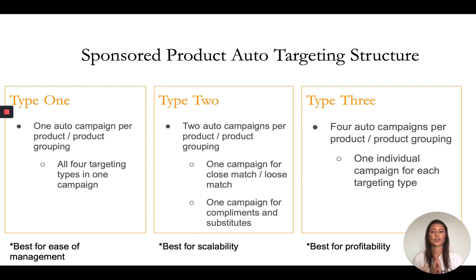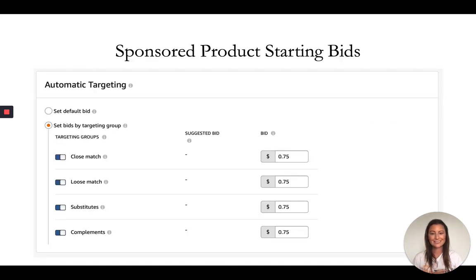Once you know your structure, once you select your auto or your targeting types, we're gonna create our starting bids for those targeting types. So let's say we're gonna go ahead and run all 4 targeting groups within a campaign. Starting bids is the next question, and this is a huge question I get extremely often. So let's dive into what it looks like creating starting bids for your targeting types.